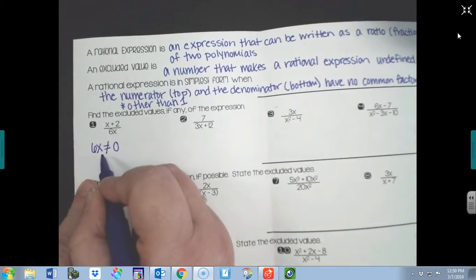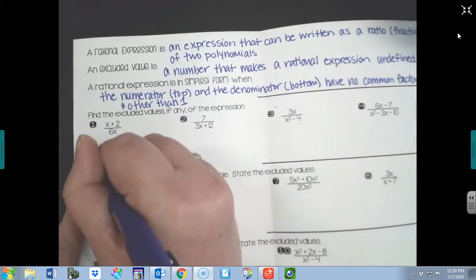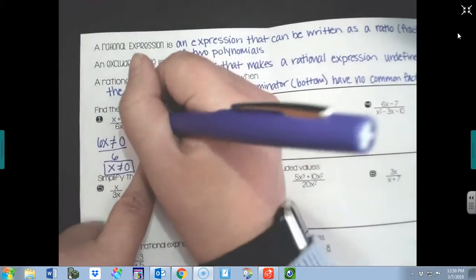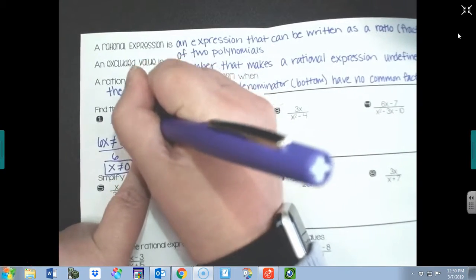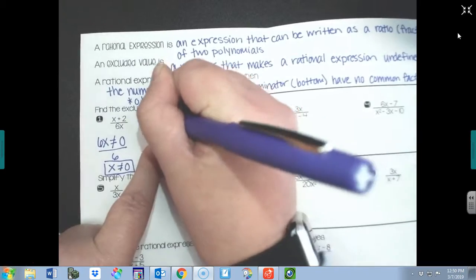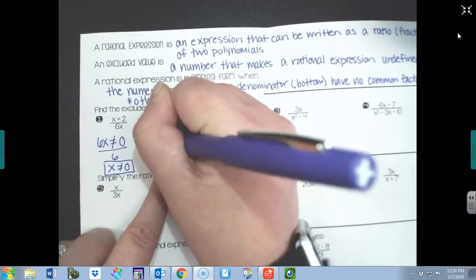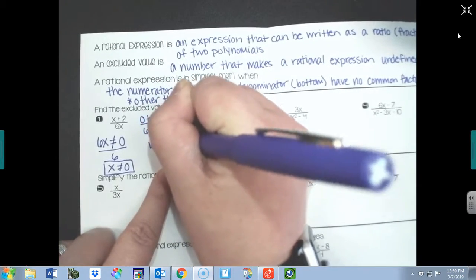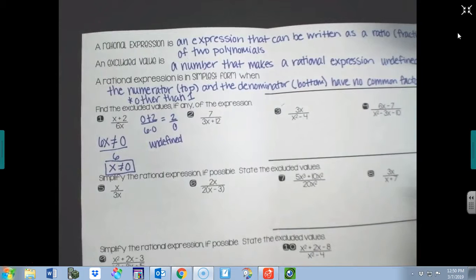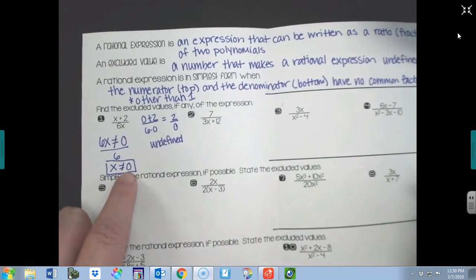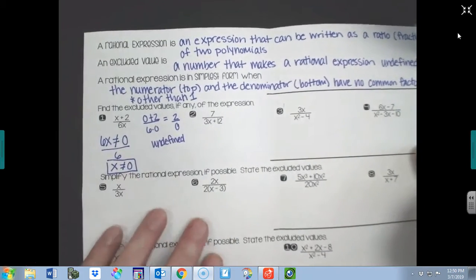So we're going to solve for x, so we divide both sides by 6, and that means x cannot equal 0. If x were equal to 0, we would have 0 plus 2 over 6 times 0, which is 2 over 0, and that's undefined. We can take any other number we want. Doesn't matter what it is. We can plug it in for x, and we're going to get some sort of answer. The only one we cannot plug in is 0. So that's how we do excluded values.